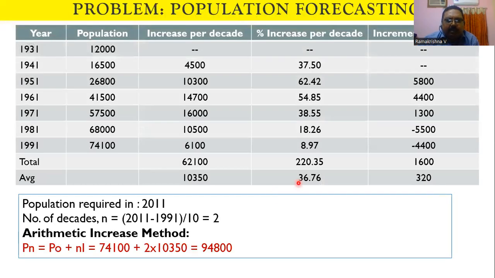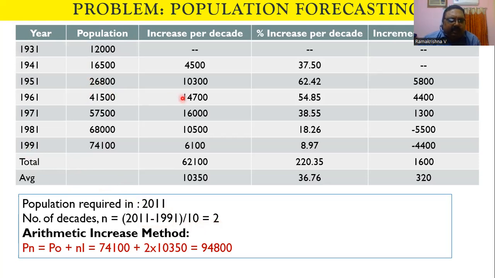For that, we'll consider the population from 1931 to 1991, starting from 12,000 population to 74,100. For this, we have to calculate the population in 2011. That means 1991 is the last decade we have. 2011 we require, the difference is around 20 years. And 20 years, what decade is 20 years? So n value is equal to 2.